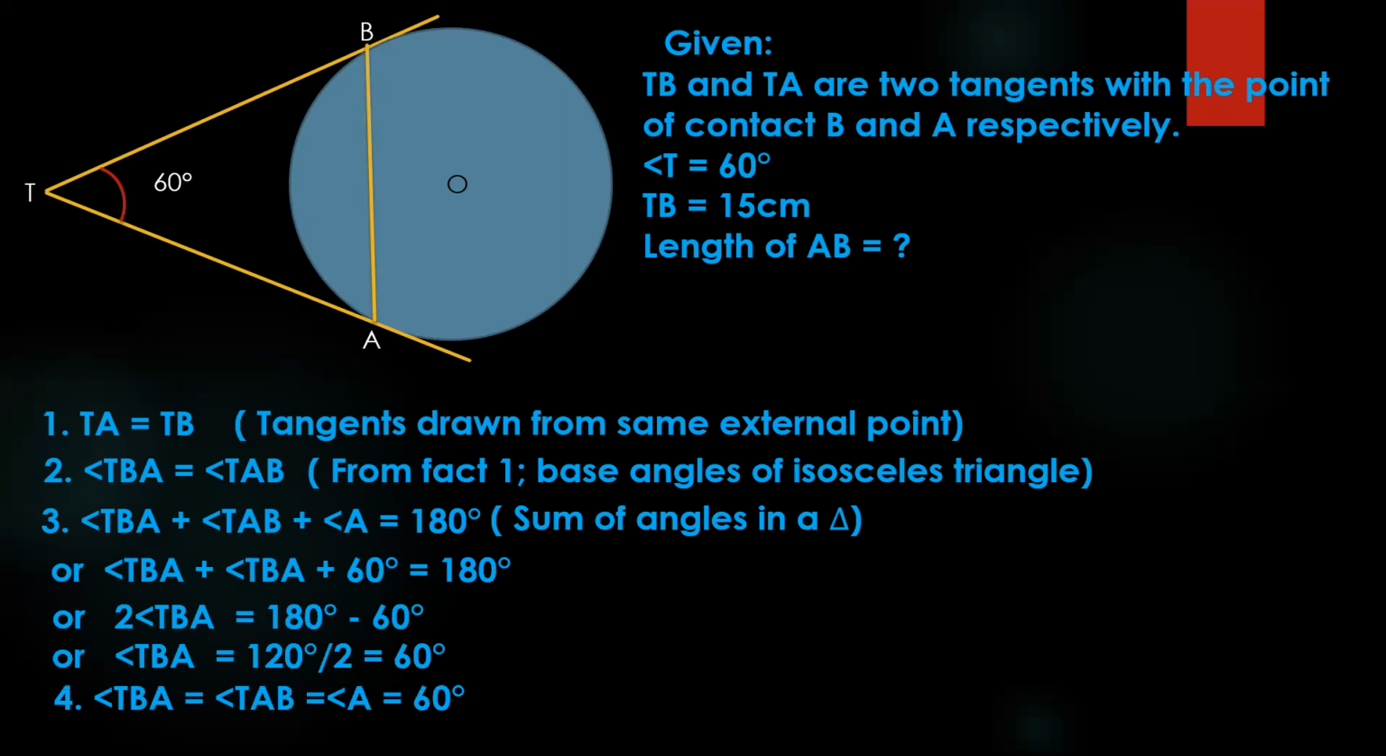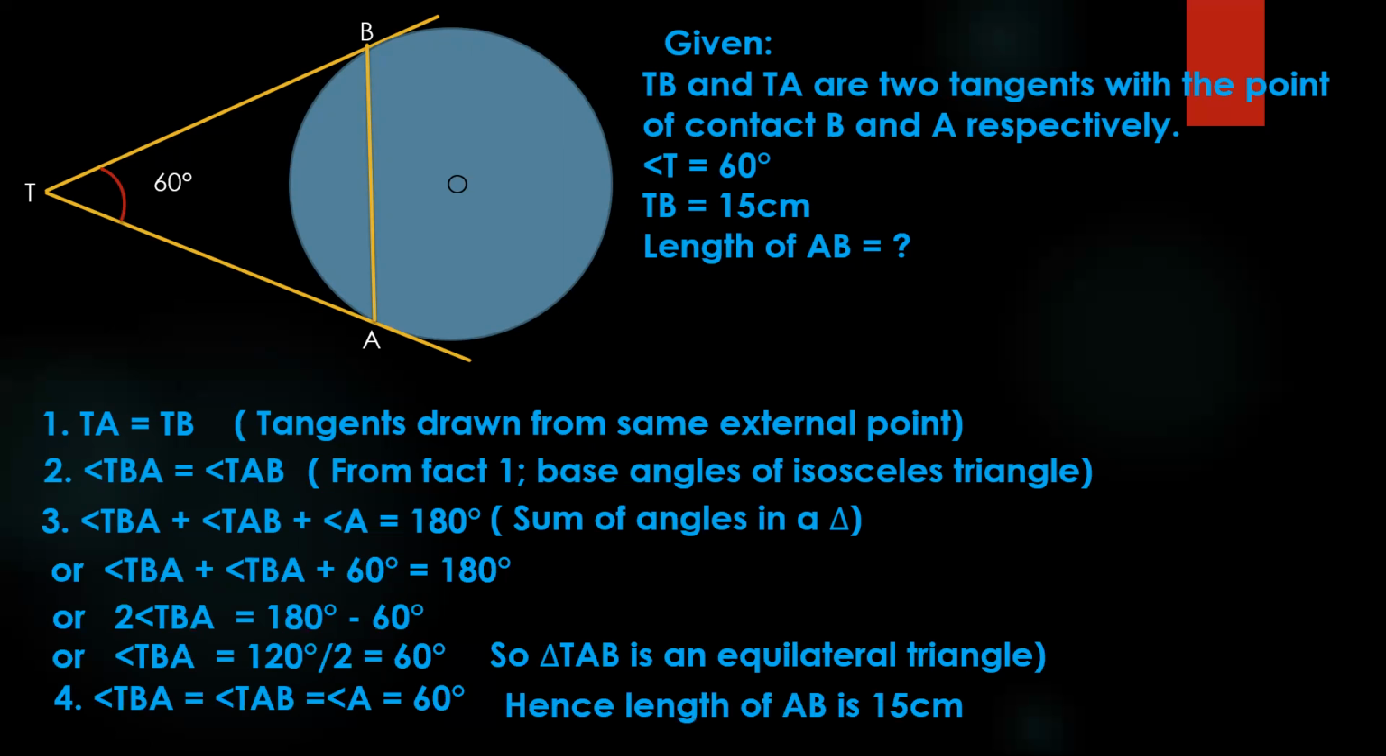Now we can say angle TBA is equal to angle TAB is equal to angle T is equal to 60 degrees. It means that in the triangle TAB, all angles are 60 degrees, which means we can say triangle TAB is an equilateral triangle. Okay, now in an equilateral triangle, what happens? All sides are equal. Now, since TB is equal to 15 centimeters, we can even say that the length of AB is also 15 centimeters.